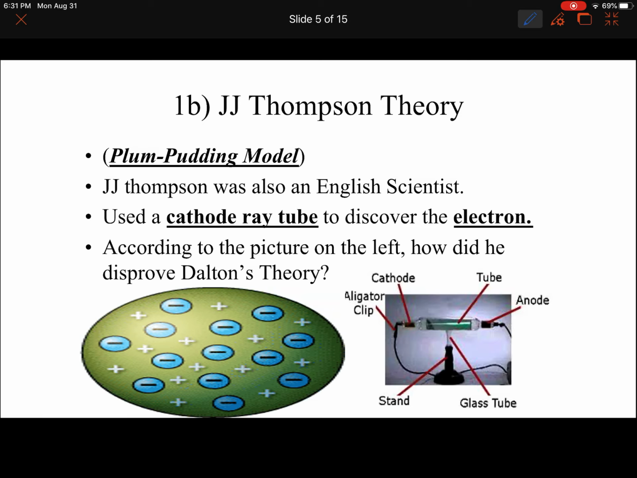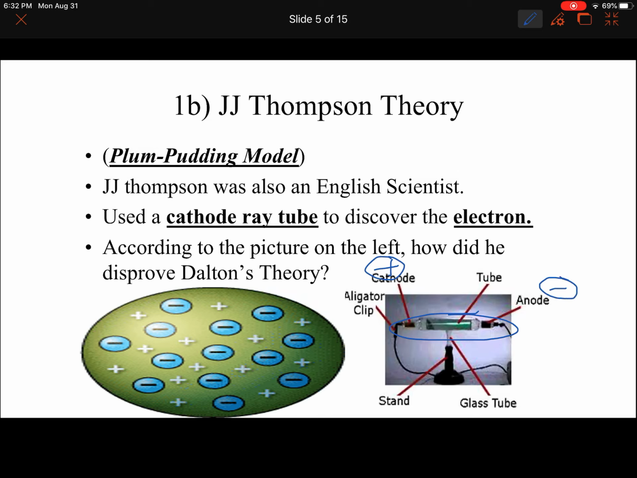Okay. Over here, they use what's called a cathode ray tube. This is a cathode ray tube right here. There are two ends of the cathode ray tube. All right, so like in a battery, there's two ends. The positive end, which is a cathode, and the negative end, which is the anode.